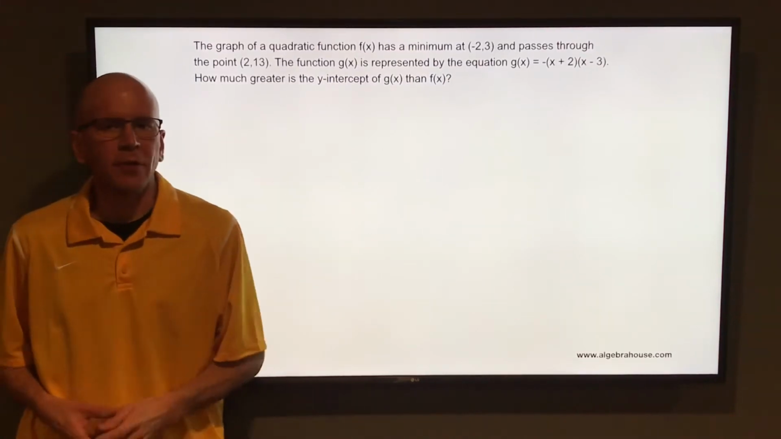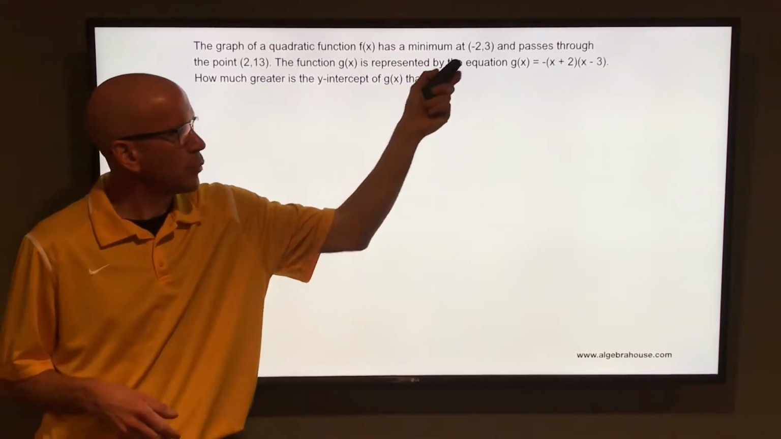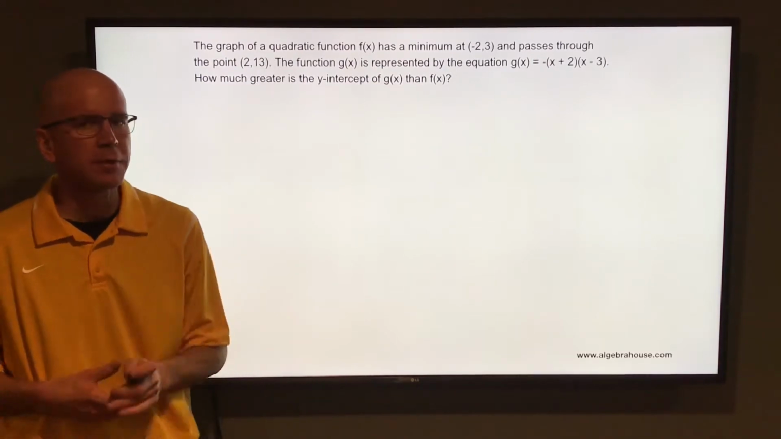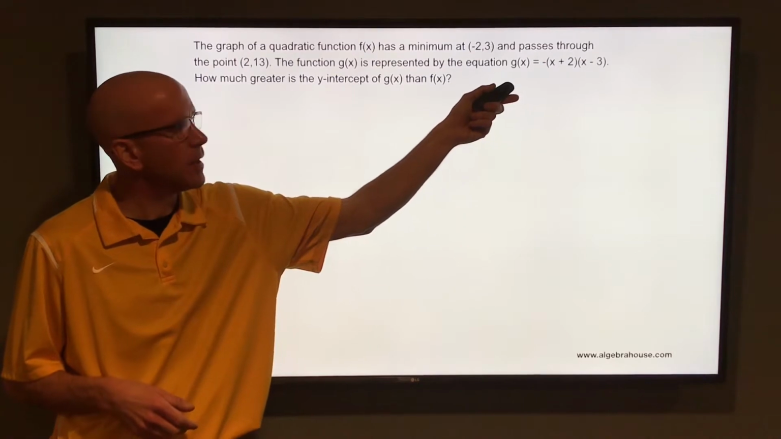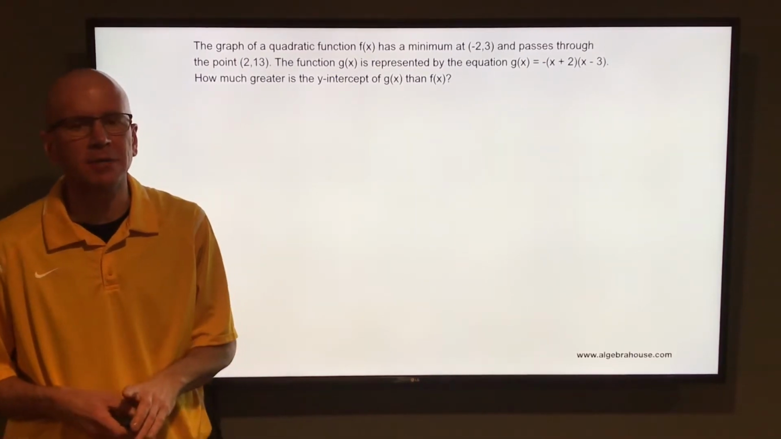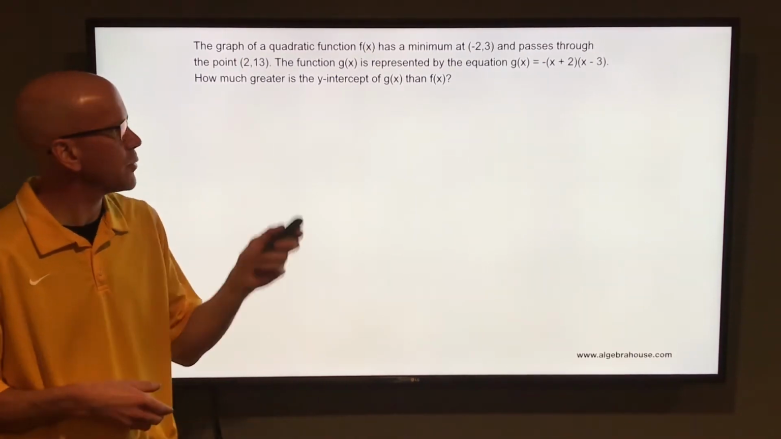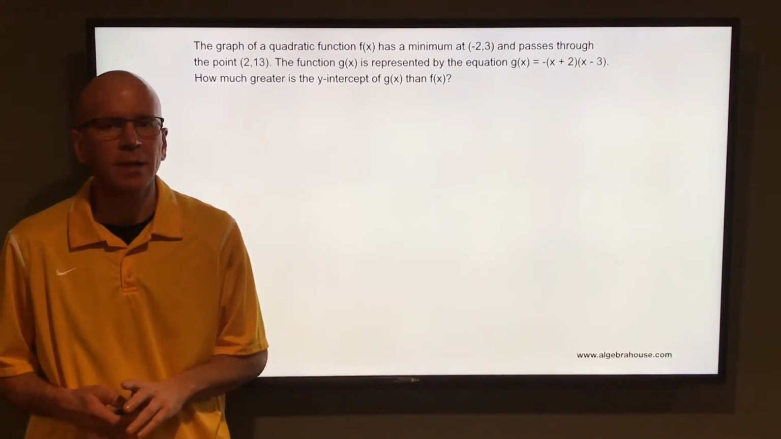The graph of a quadratic function f of x has a minimum at negative 2, negative 3 and passes through the point 2, 13. The function g of x is represented by the equation g of x equals the negative of x plus 2 times x minus 3. The question is, how much greater is the y-intercept of g of x than f of x?